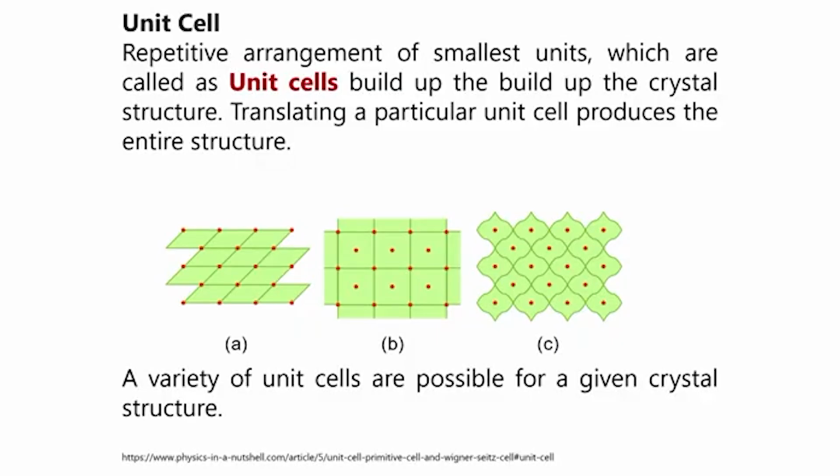For example, these unit cells are shown by the corners of these red dots. So, each of them is a unit cell, and when translated along the coordinate axes, they produce the entire crystal structure, and that is what is shown in all of A, B and C. So, these are a variety of unit cells that are there, and this figure is taken from this website.